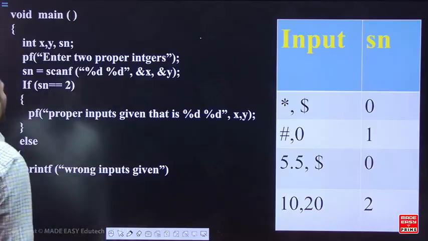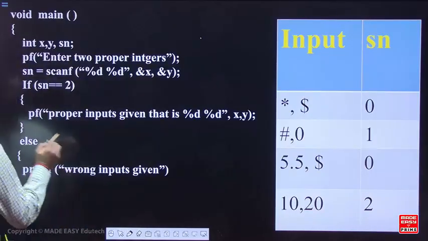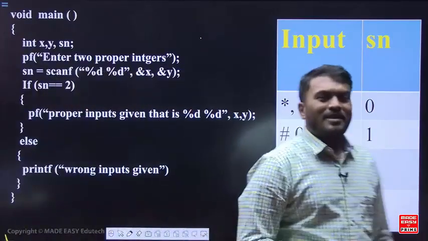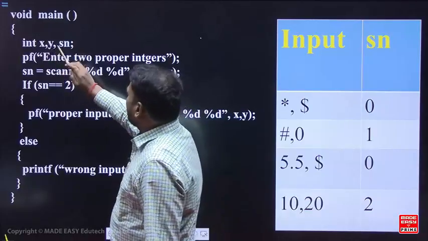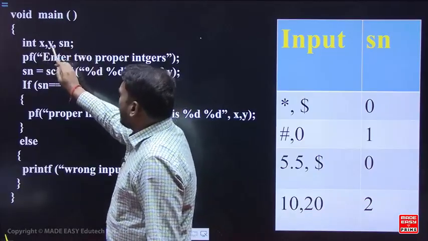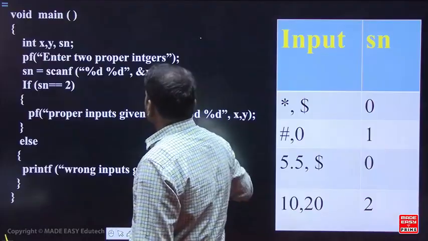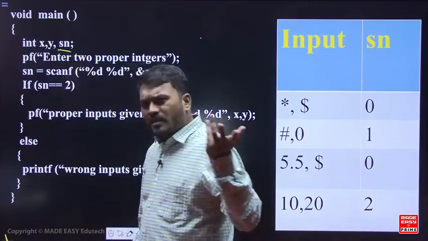Right. So understand here. So void main. I think all of you understood. So just listen here. All of you copied. Copy तो किया सब लोग, right? So look at here, void main. Integer x comma y comma sn. I am using another variable called sn. Sn means what? Like scanned numbers.